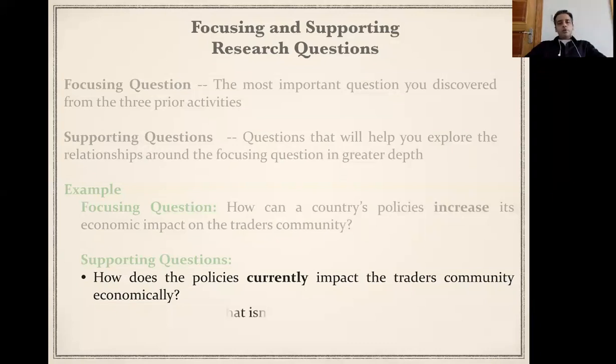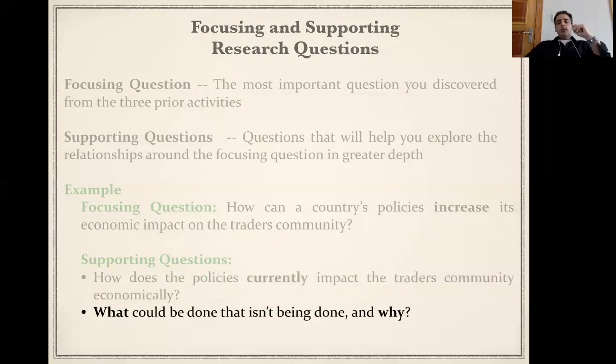There could be another question: what could be done that isn't being done, and why? So this what and why is of importance. Is there anything that comes to your mind which can increase that economic impact? And why? If there is nothing being done so far, then the second question comes to me: why hasn't anything been done so far? So maybe there are certain limitations. That could be one reason that this was not possible.